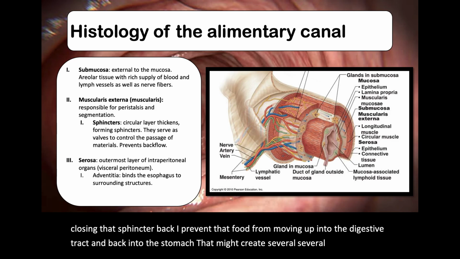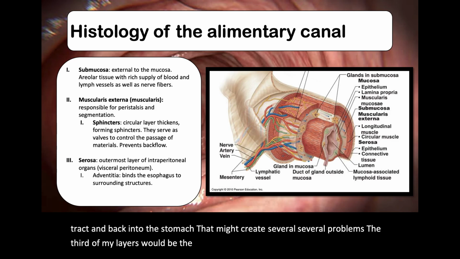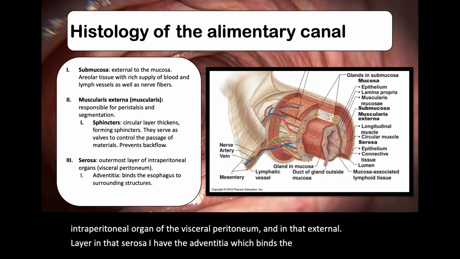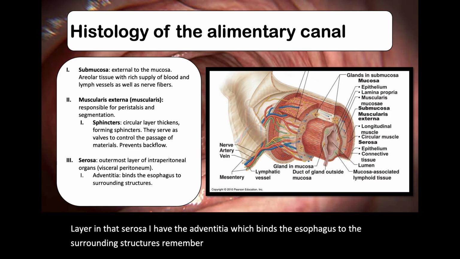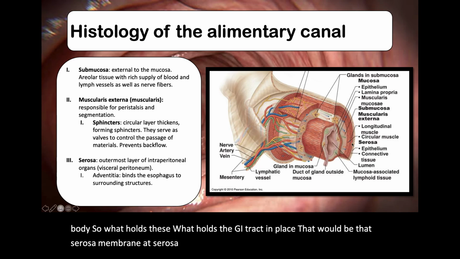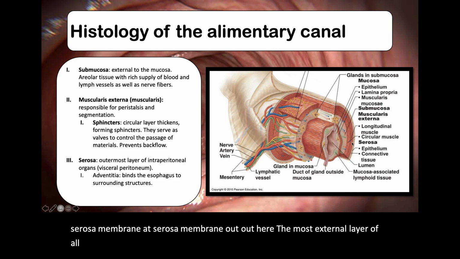The third of my layers would be the serosa layer. This is the outermost layer of intraperitoneal organs, the visceral peritoneum. And in that external layer, I have the adventitia, which binds the esophagus to the surrounding structures. Remember that nothing gets loose inside of the human body. So what holds the GI tract in place is that serosa membrane, the most external layer of all of that. It helps keep everything in the place that it should be.